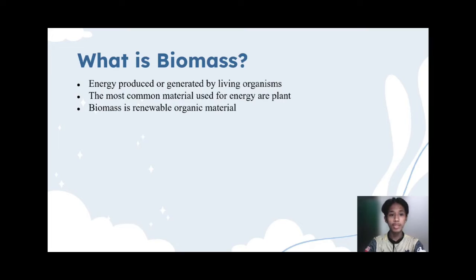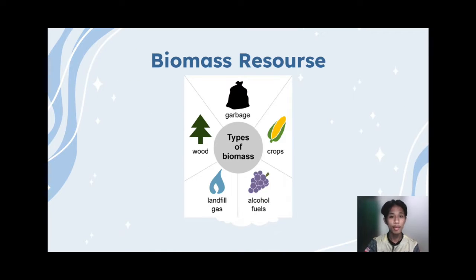As we know, biomass is a renewable organic material. Parts of biomass resources, such as wood and garbage, can be burned to gain energy. Then fuel gas can be obtained by the decay of dead animals and plants. And crops and alcohol can be converted into various fuels such as methanol and ethanol.